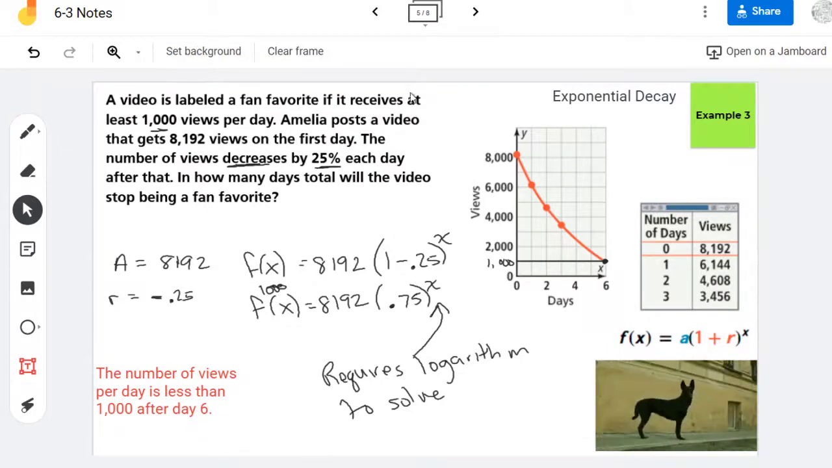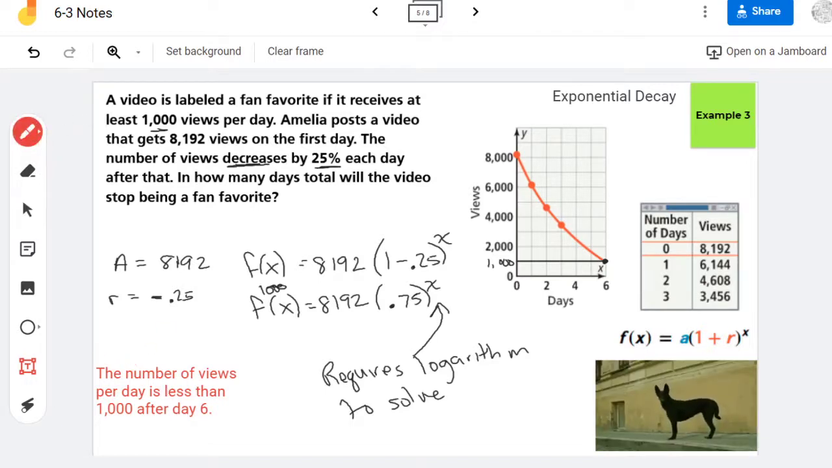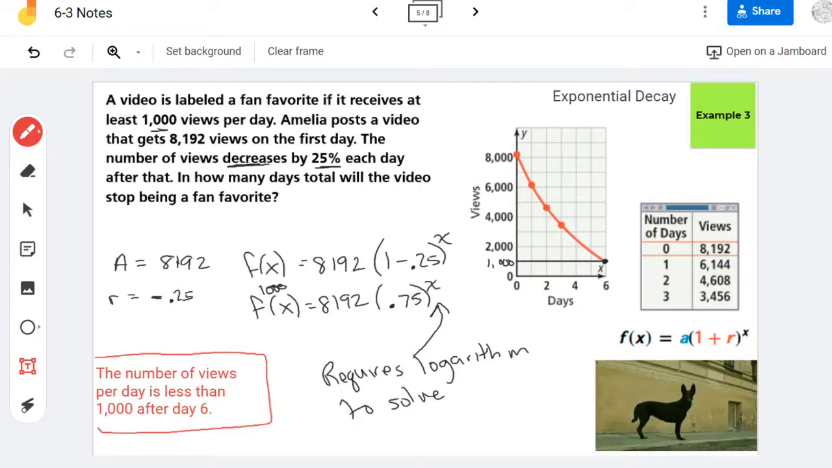Again, we used the equation so that we could get the graph, and then we used the graph to evaluate when it would reach 1,000. And there's our solution for it.